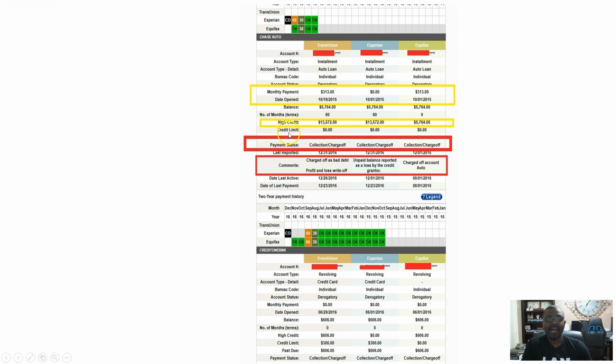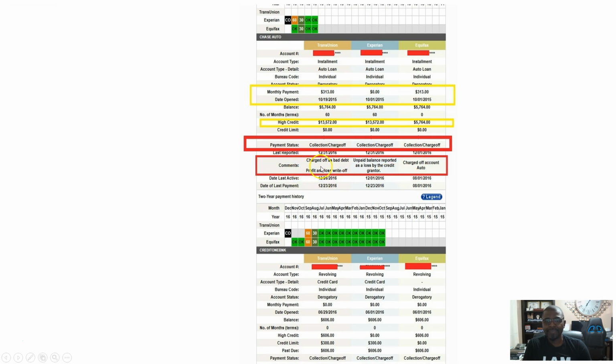Now let's look at high credit. TransUnion sent 13,572. Experian sent 13,572. But wait a minute, Equifax is saying 5,764. What is going on here? Who's correct and who's wrong, Credit Bureau? Remember, Credit Bureau, you have a duty to report information correctly. And as you can see, it's not. And again, if you look at the comments, all 3 comments are wrong.